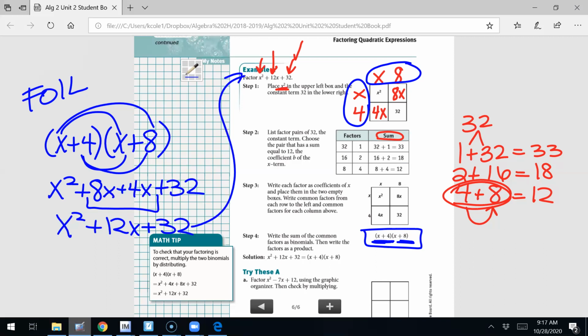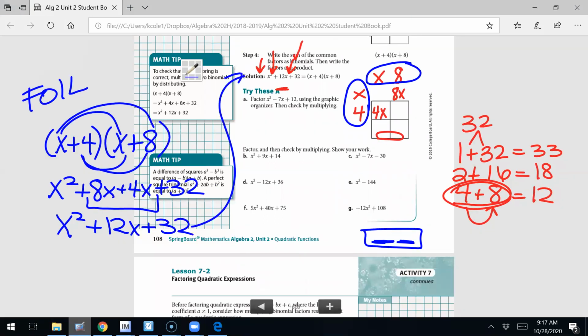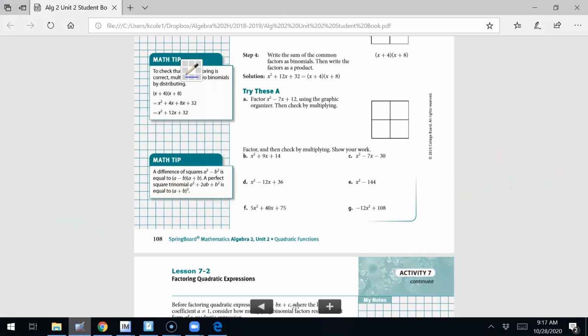We want it to be simple. So that's how we're going to be doing it in this class. So let's try this one, A. We're going to do it together. What goes in this first box here? We're doing this one here. X squared. What goes in this last box? 12. There's no thinking involved in that.